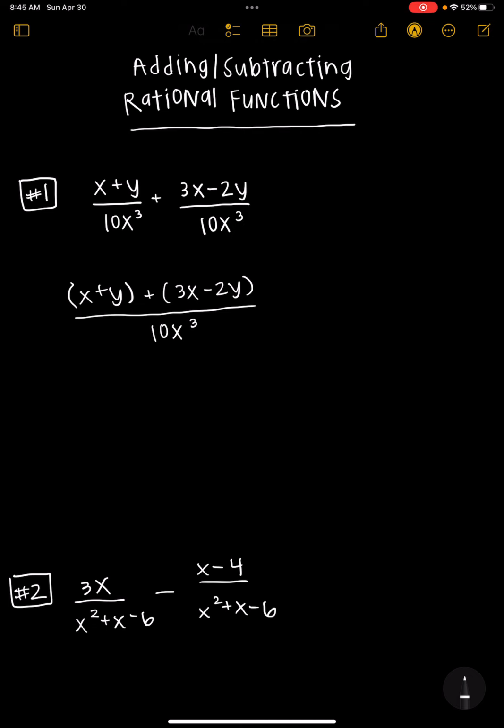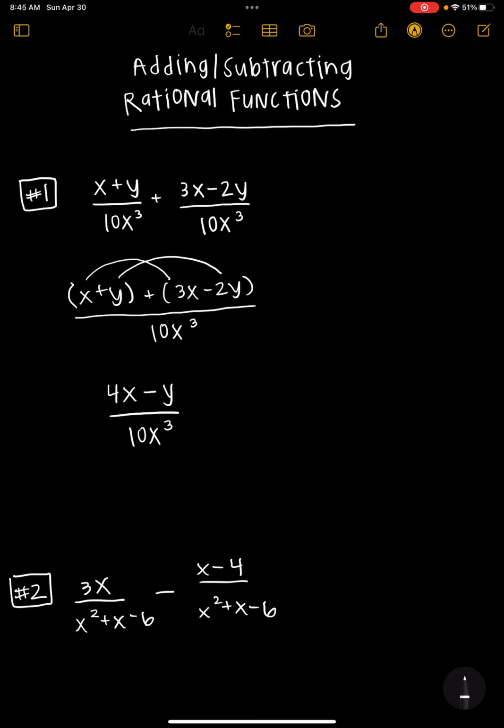My like terms are the x and the 3x, and even though they're in separate sets of parentheses, because there's a plus in between, we don't need to change any of the signs, we just combine them. So x plus 3x gives me 4x, and then we combine the y, so y minus 2y, that's like a 1y minus a 2y, which would give me a negative 1y, or we can just say negative y, over 10x cubed.